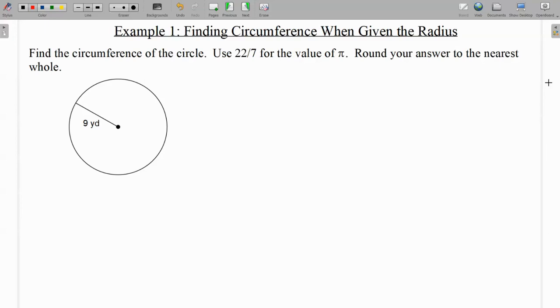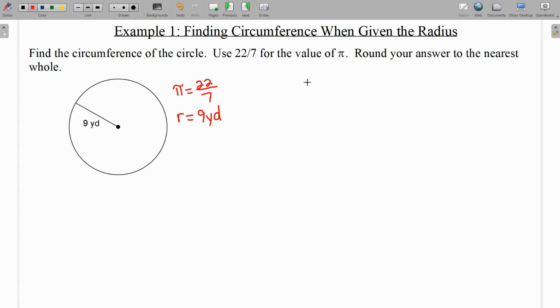In this problem, we're asked to find the circumference of the circle. They want us to use 22/7 for the value of pi and then to round our answer to the nearest whole. So in this particular problem, our pi value that we are going to use is going to be 22/7. The radius of this circle is what we are given here because it goes from the center of the circle out to its edge.